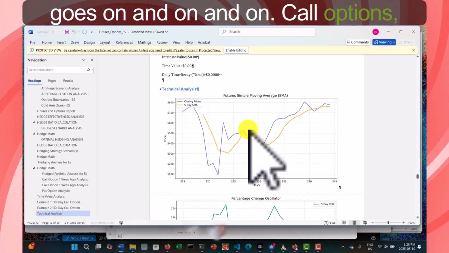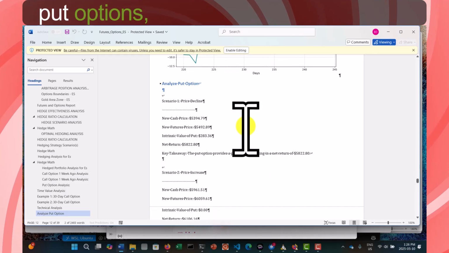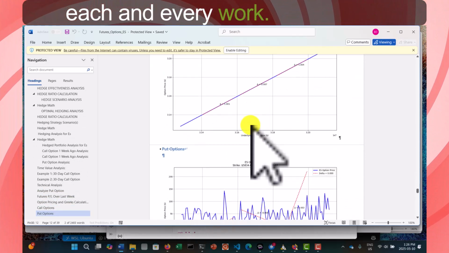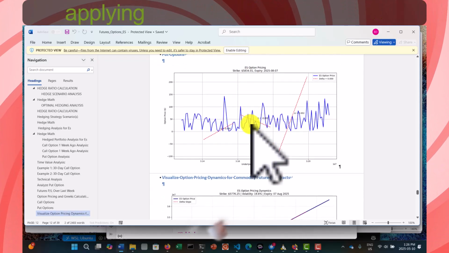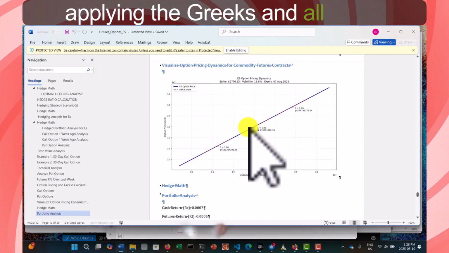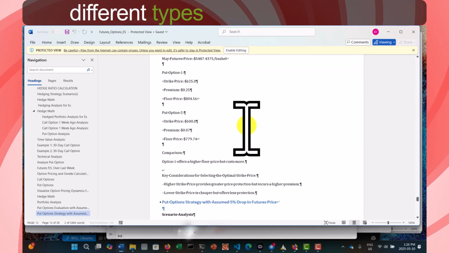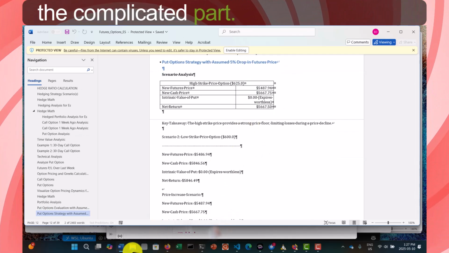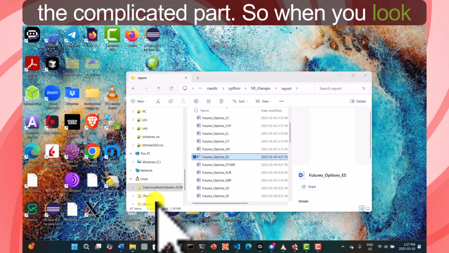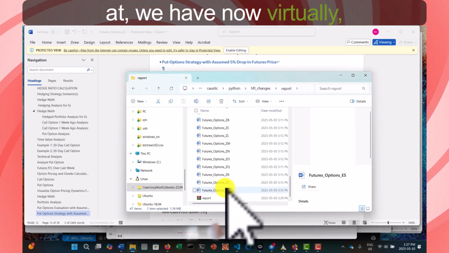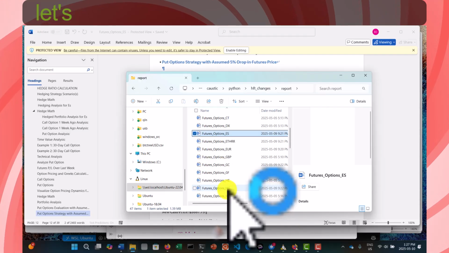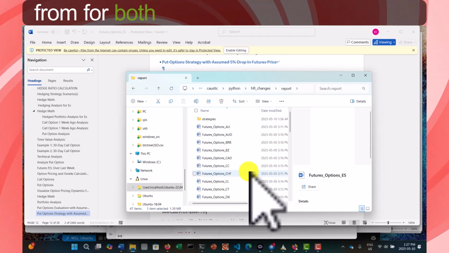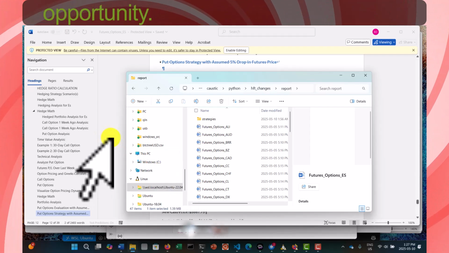Okay, call options, put options, does a full-on analysis of each and every one. And then it'll do applying the Greeks and all of the different types of analysis. That's the complicated part. Okay, so there's that. So when you look at it, we have now virtually, let's say in this case, 47 assets to choose from for both futures and options trading opportunity.